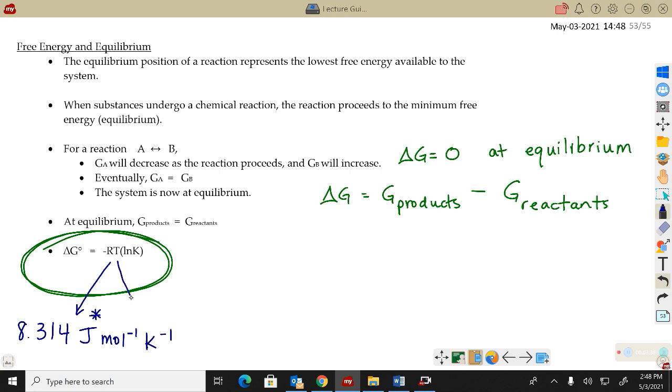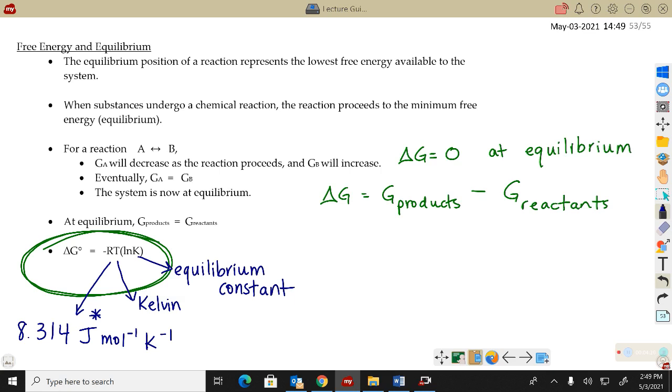Now T is going to be my temperature, and it does need to be in Kelvin because R is in Kelvin. And then finally ln K. K is the equilibrium constant, just our good old products over reactants equilibrium constant, natural log of K. And so again, it's a very simple equation to use. It's in the packet. They tell you what the variables stand for. It's plug and chug.